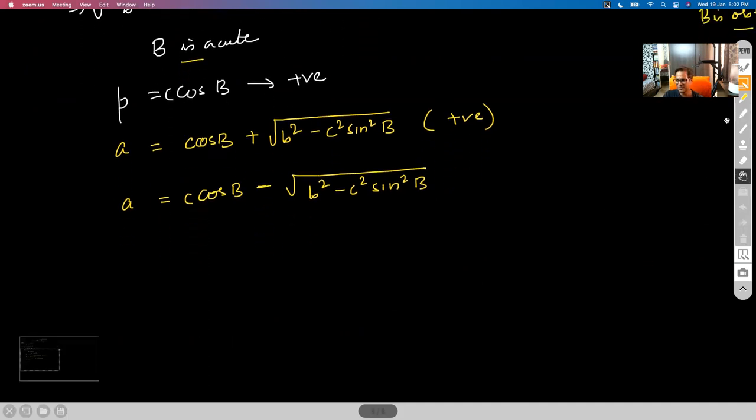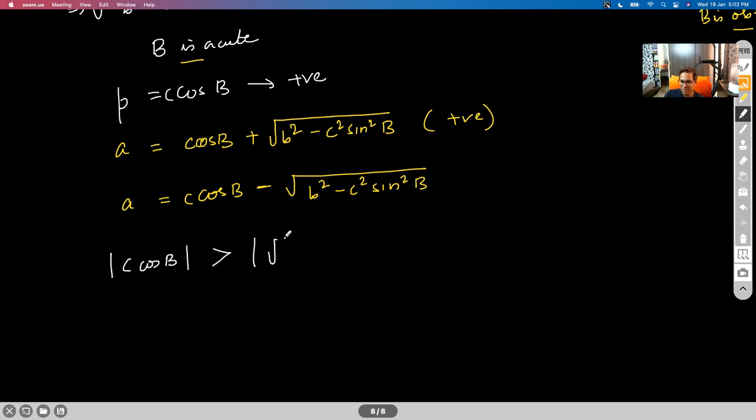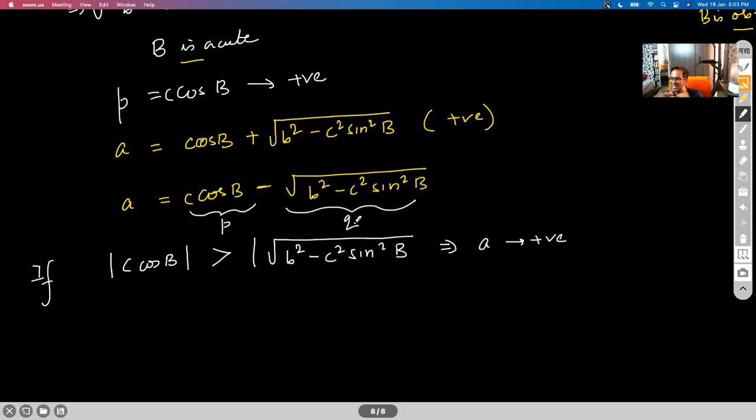Now, see here, very, very important. If your magnitude of C cos B exceeds the magnitude of this fellow, then in that case, A will come out to be positive and another triangle will be possible over here. Are you getting my point? See, here are two positive quantities. This is your P and this is your Q. You are subtracting it, correct? So when you're subtracting two positive quantities, you can get a positive answer also, right? But for that to happen, this P should have a higher magnitude as compared to Q, isn't it? So for that to happen, this guy should be having a magnitude more than the other guy, correct?